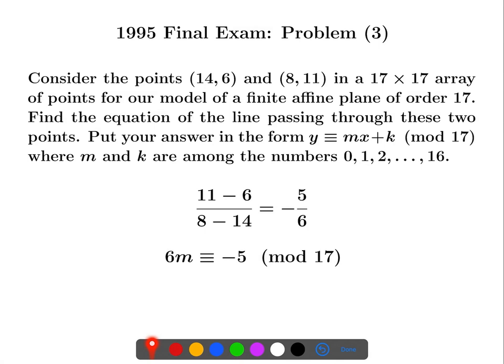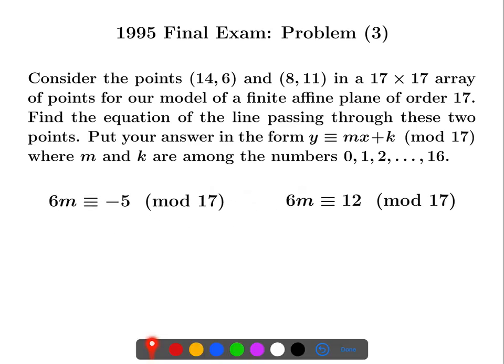I want to know what m is. I'm trying to find the slope. You could multiply both sides by 3; 3 times 6 will be 1 mod 17, and that would tell you what m is. But I'm going to go ahead and do this the way I did before. I'm just going to add 17 to this minus 5, to say that 6m is 12 modulo 17. 17 does not divide 6, and 17 is a prime, so I can divide by 6 on both sides. This will give me that m is 2 modulo 17.